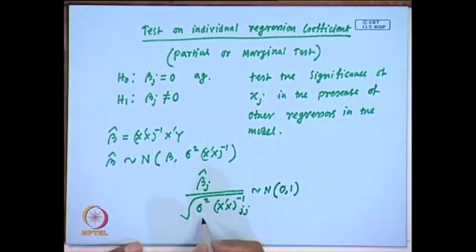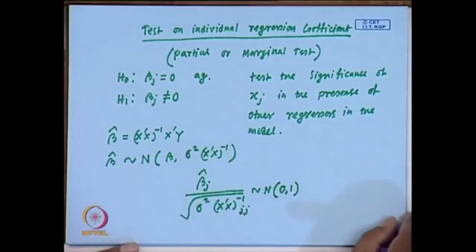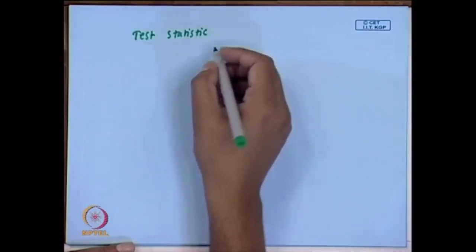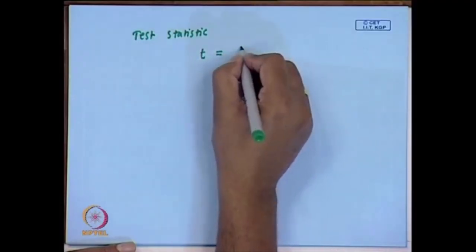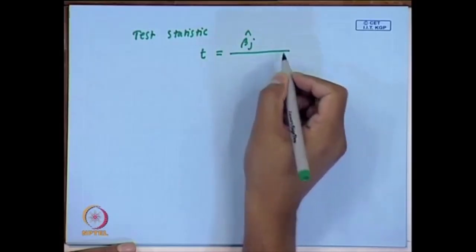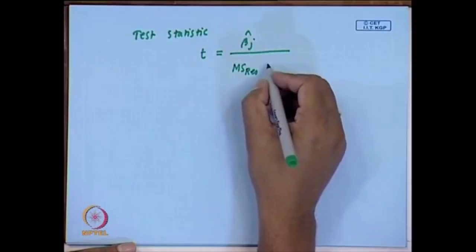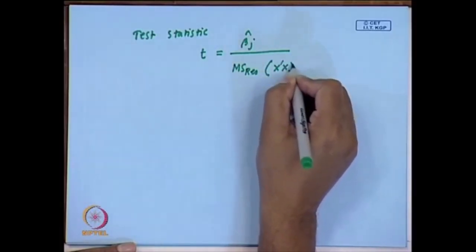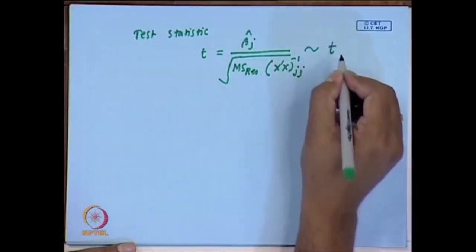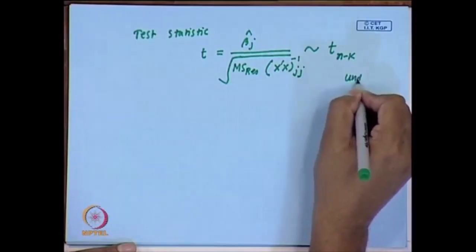Now, of course, sigma square is not known. So, if we replace this sigma square by MS residual, then this random variable is going to follow T distribution. Well, so the test statistic for this testing is T equal to beta j hat divided by the square root of MS residual times the jth element of X prime X inverse. This follows T distribution with degree of freedom n minus k. Of course, this is under H naught.